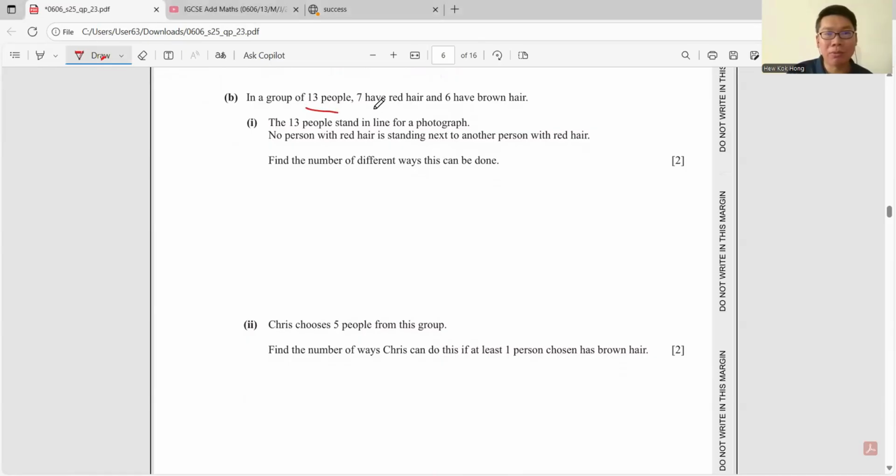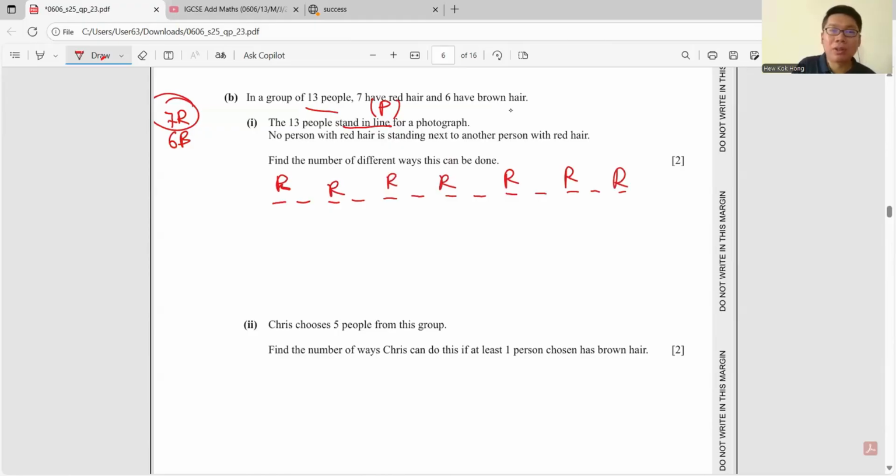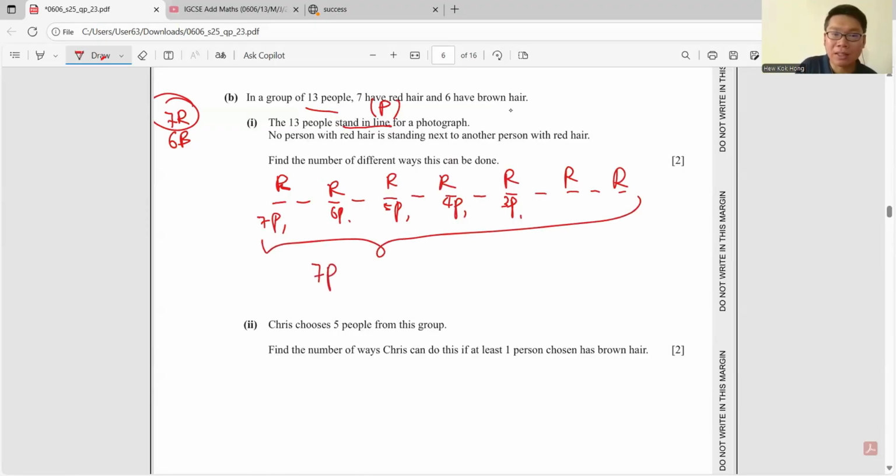They say there are 13 people, 7 have red hair, 6 have brown hair. 13 people stand in a line. Oh, stand in a line is still permutation. Be extra careful. No person with red hair is standing next to another one with red hair. Red hair people are more, so they should fit in from the first position. So in this situation, if you don't know how to solve it, it's just 7p1, then 6p1, 5p1, 4p1, 3p1, blah, blah, blah. But if you're already familiar, you know the combo of this R is just 7p7.